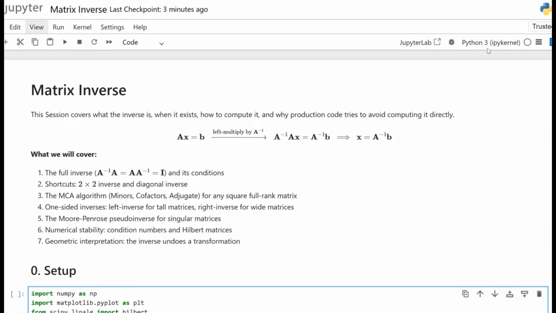Dear friends, today we are going to discuss matrix inverse. The matrix inverse is central to solving matrix equations in practical applications, including fitting statistical models to data.